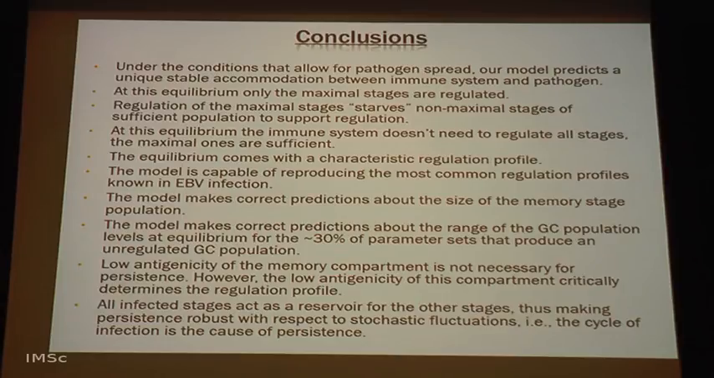And so this is what we think is the strategy, or is what is going on with this kind of pathogens, is that infected stages act as a reservoir for other stages. And that is what makes the whole infection very, very robust. So even if the immune system manages to clear one of the stages, it will be refed through the cycle. So we think that the strategy of persistence is actually the cycle.